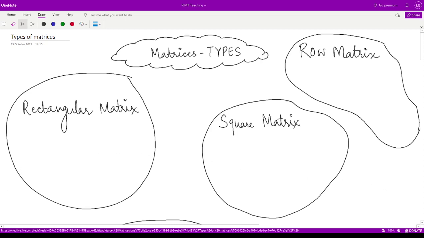Next, let us see what are different types of matrices. So we have various kinds of matrices available with us. Let me discuss a few of the matrices with you. The first one that we shall discuss is the rectangular matrix.